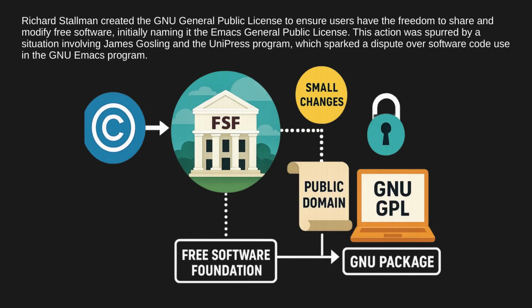Richard Stallman created the GNU General Public License to ensure users have the freedom to share and modify free software, initially naming it the Emacs General Public License. This action was spurred by a situation involving James Gosling and the Unipress program, which sparked a dispute over software code use in the GNU Emacs program.